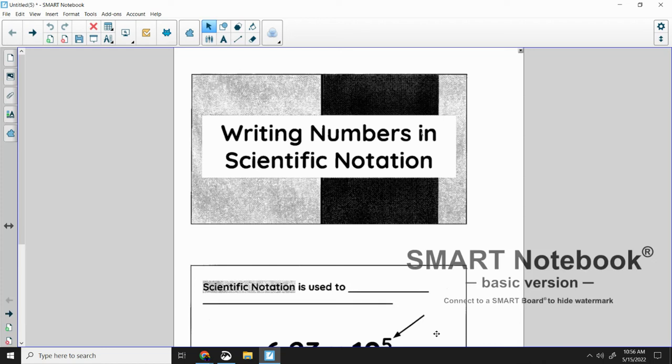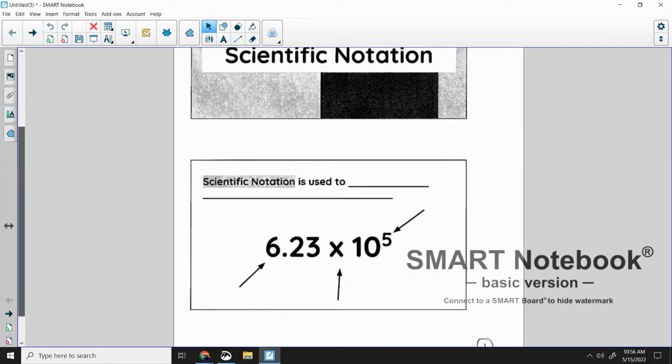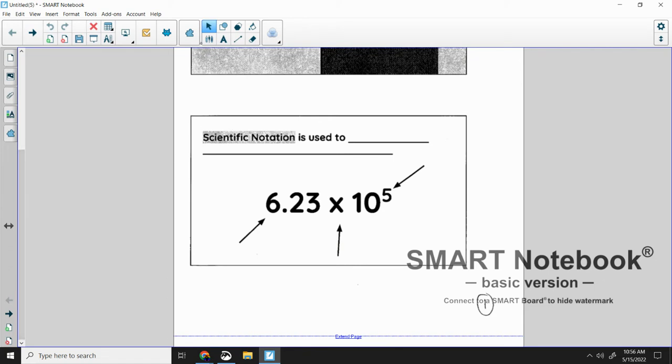All right, so this video is going to cover writing numbers in scientific notation on pages 1 through 4 of your green packet. So, scientific notation is used often, as it sounds, in science to write large and small numbers.